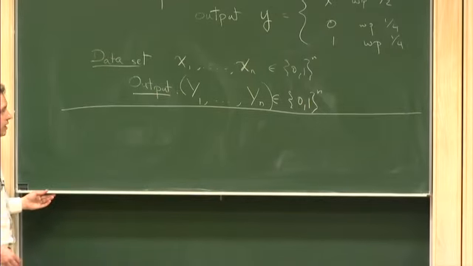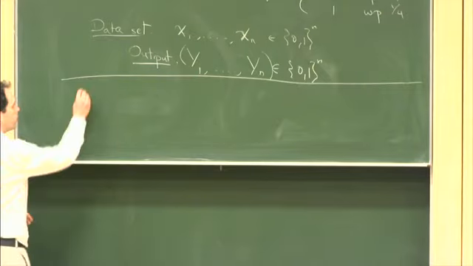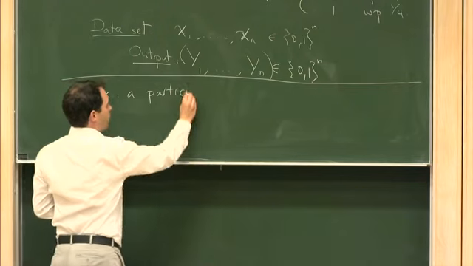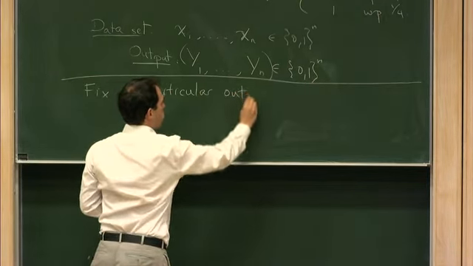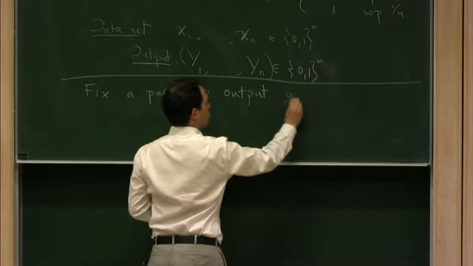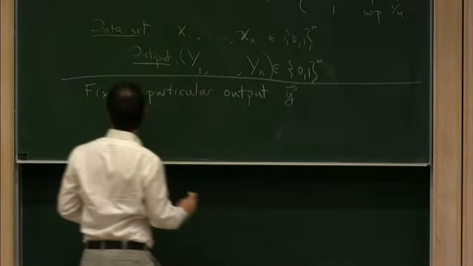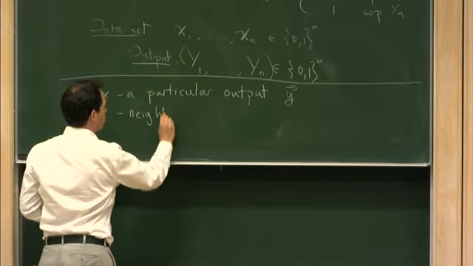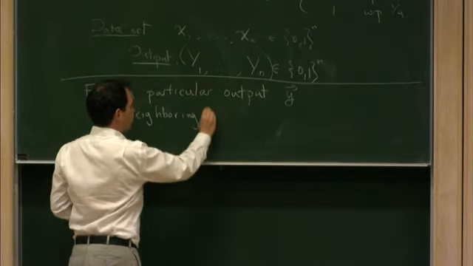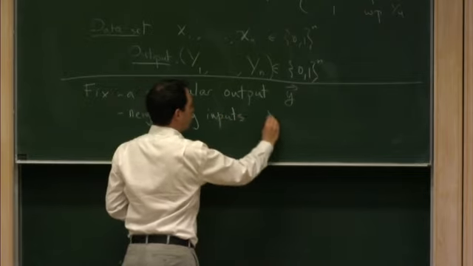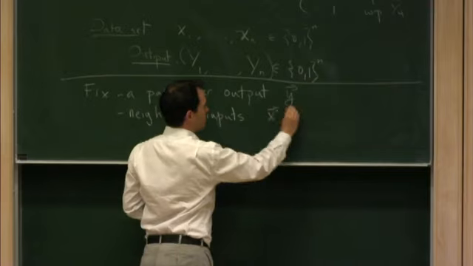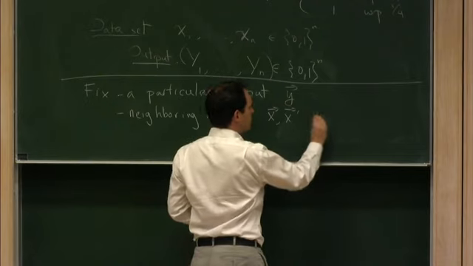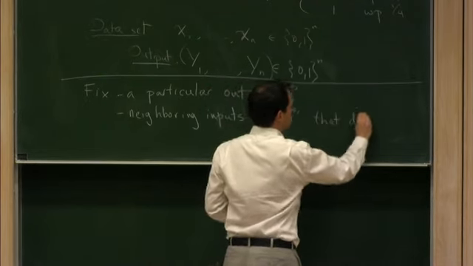And so we can actually explicitly do the calculation here. We can fix a particular output, let's call it y, and two neighboring inputs x and x prime that differ in one position. And let's say they differ in position i.